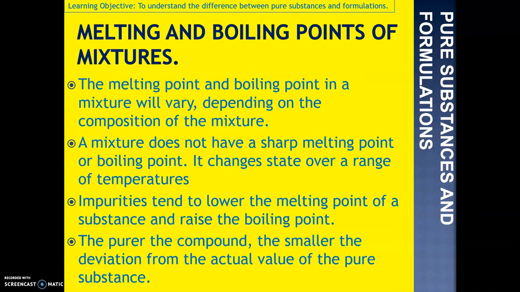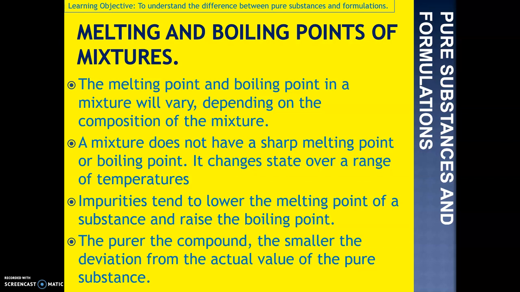So mixtures, though, are different to pure substances in how they affect the melting and boiling points. Melting point and boiling point in a mixture will vary depending on the composition of the mixture, so it can change. A mixture does not have a sharp melting point or boiling point, it changes state over a range of temperatures, so it's not instantaneous at 100 degrees or 0 degrees, it can take place over 0.5 to 1 or 2 degrees Celsius.